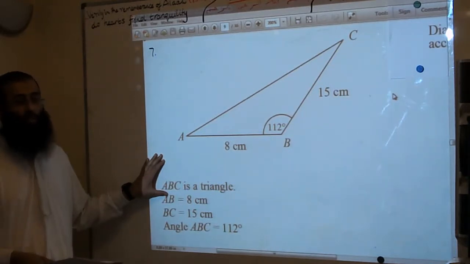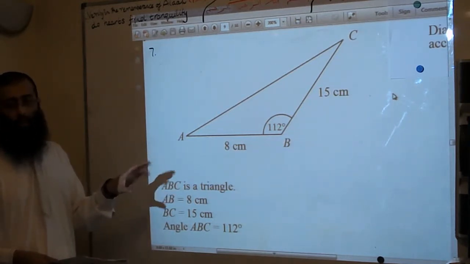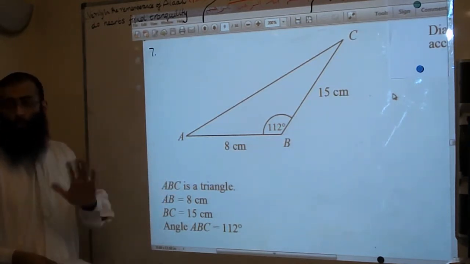So what should we not use in this question? We shouldn't be using trigonometry. SOH CAH TOA doesn't work on this question. I don't even think about Pythagoras theorem. Those things don't work here.